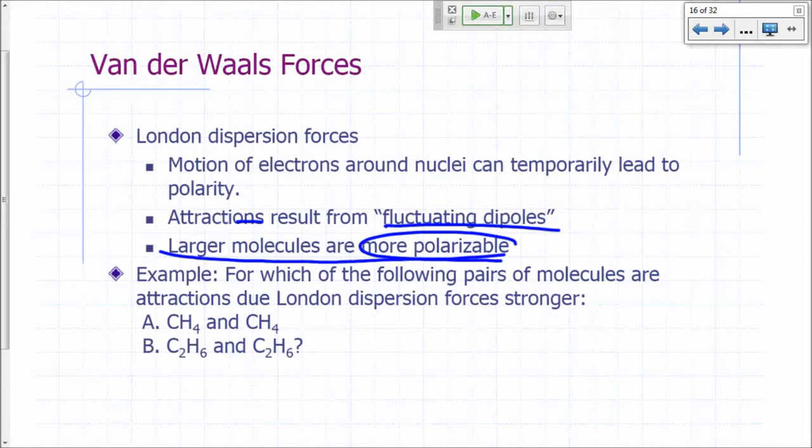So you would expect stronger London dispersion forces between larger molecules. Okay? So for which of the following pairs of molecules are the attractions due to London dispersion forces stronger? Between a pair of CH4 molecules or between a pair of C2H6 molecules?